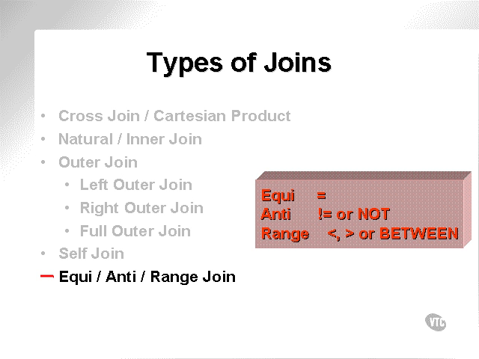Equijoins, anti-joins, and range joins. Equi implies equals, anti implies not or negative, and range implies between or less than, greater than. We'll go more into equi, anti, and range joins at a later stage.